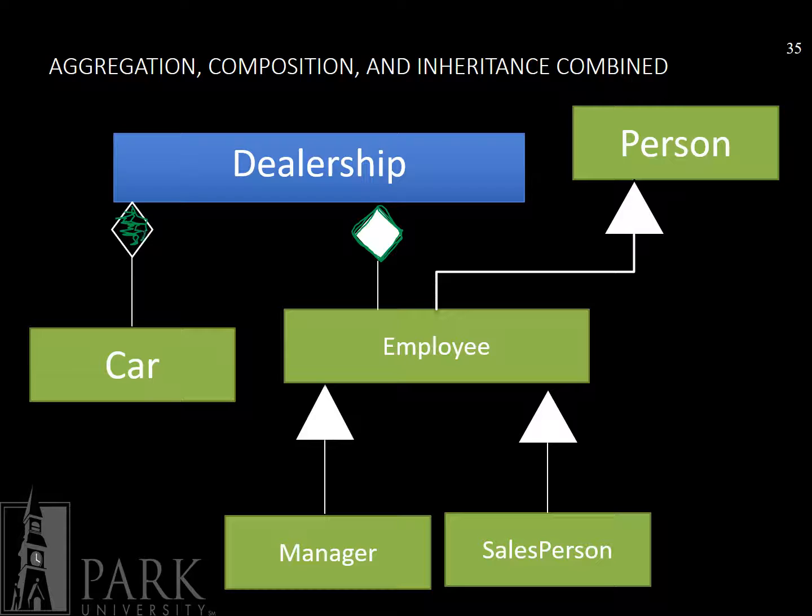Okay, so I want to make sure that we were clear on that. Composition is solid, inheritance is hollow. Or excuse me, aggregation is hollow. Inheritance is the triangle, right? Which is also hollow.